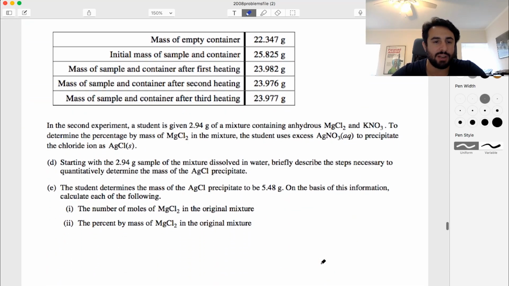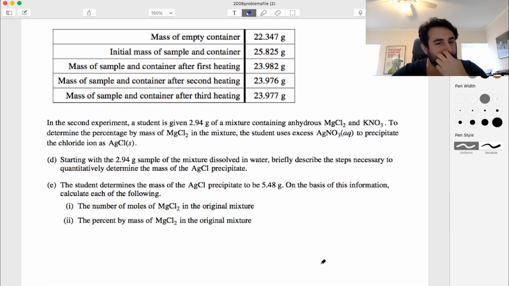Now, moving on here, we're going to talk about a similar experiment. In the second experiment, a student is given 2.94 grams of a mixture containing anhydrous MgCl2 and KNO3. To determine the percentage by mass of MgCl2 in the mixture, the student uses excess AgNO3 to precipitate the chloride ion as AgCl. So we know that this is the common ion effect, right?